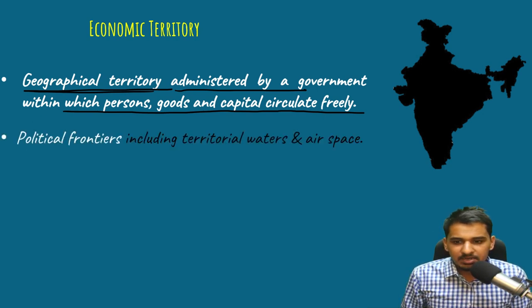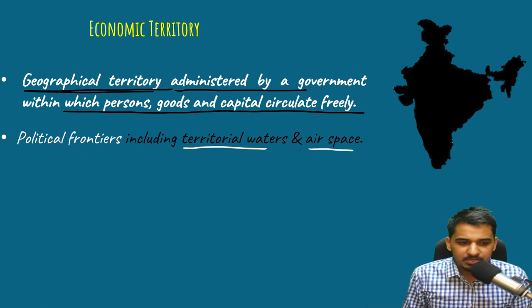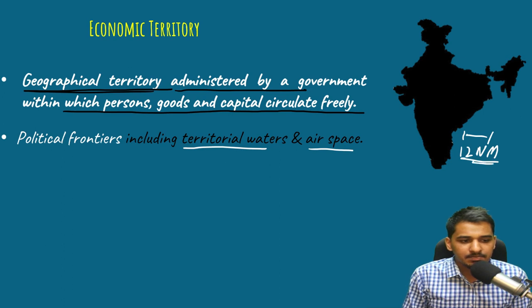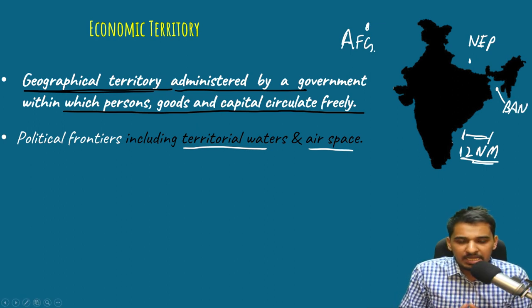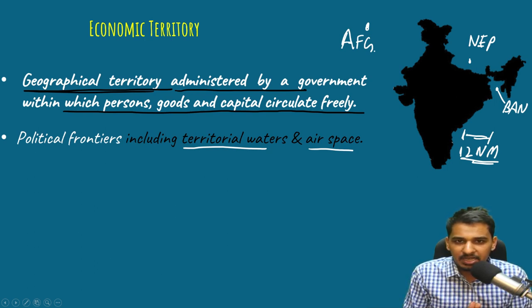Economic territory will include other things such as territorial waters and airspace. Suppose territorial water up to 12 nautical miles will be included in this. Similarly, airspace will also be included. Other things: if India has an embassy in Afghanistan, or a military base in Nepal, or an embassy in Bangladesh, all the military bases and embassies in foreign countries will be included in the economic territory of India if those are Indian embassies or Indian military bases.